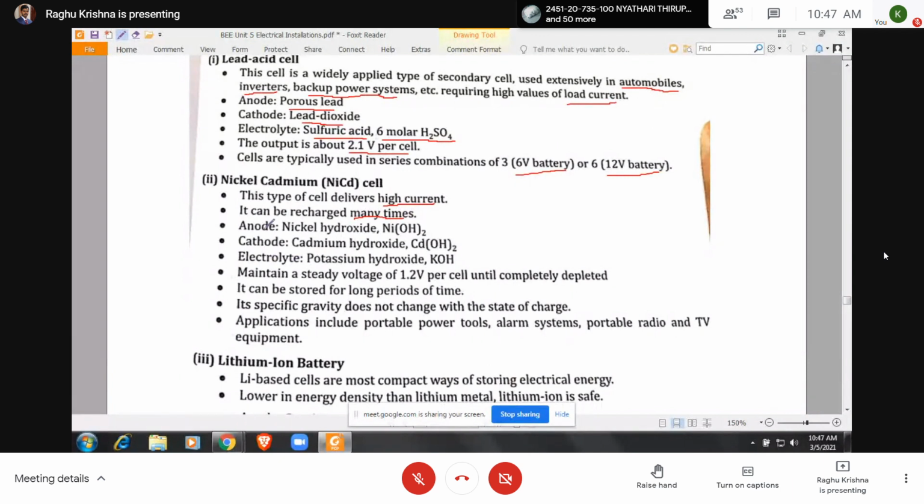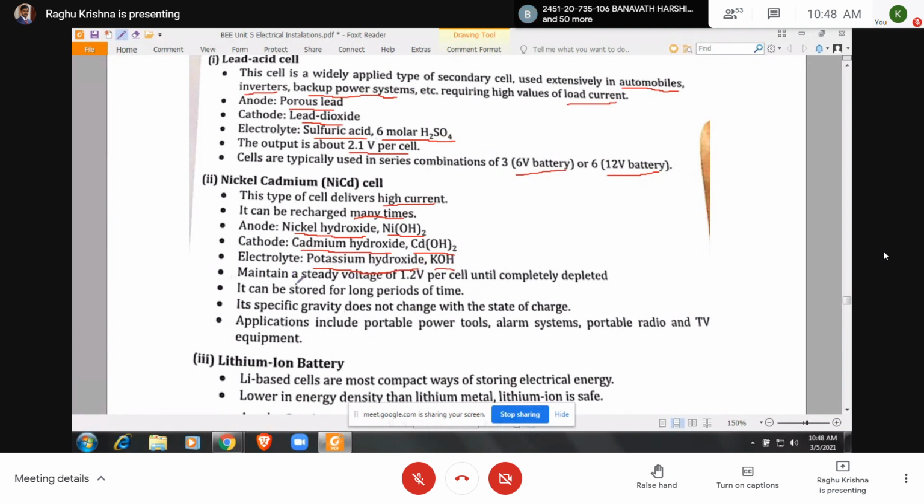Next, coming to the anode. The anode is made up of nickel hydroxide, NiO2 taken twice. And the cathode is made of cadmium hydroxide, Cd(OH) taken twice. Coming to the electrolyte, the electrolyte is potassium hydroxide, KOH.